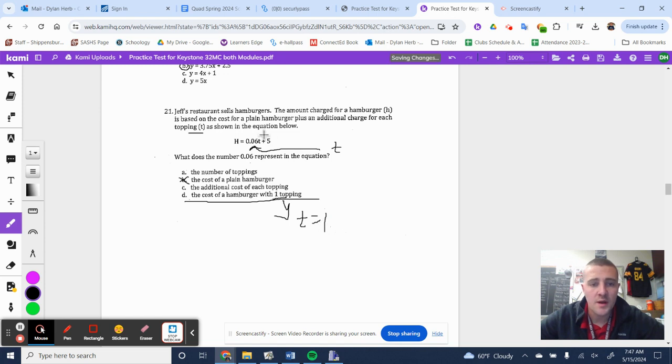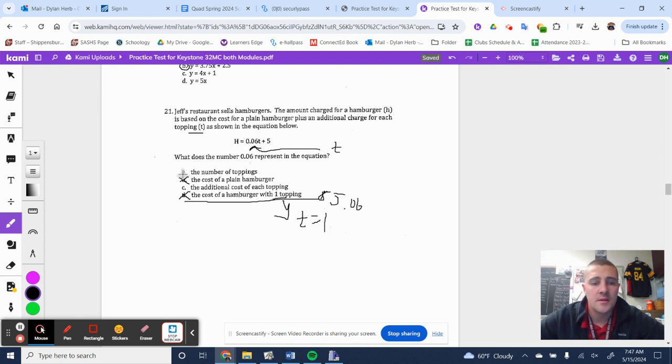All right, so if I plug a 1 in there, I still have to pay $5 for the hamburger, and then I have to pay 6 cents for the topping. So that would cost me $5.06. So D is not correct. It's not the cost with one topping. That would be plugging 1 into T. It would not be telling me what that number is worth.